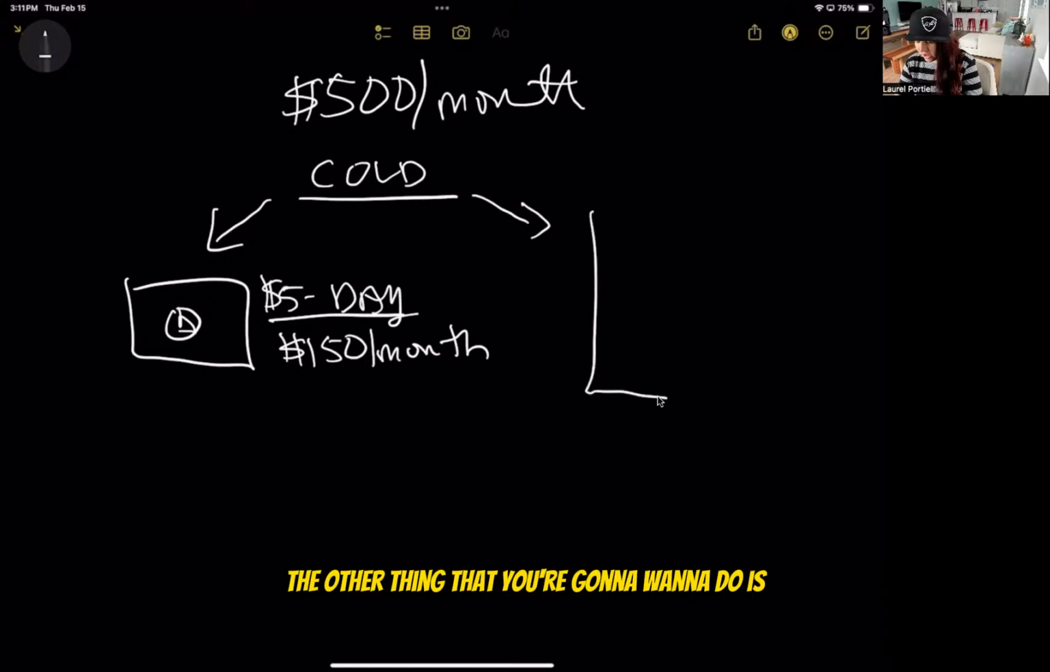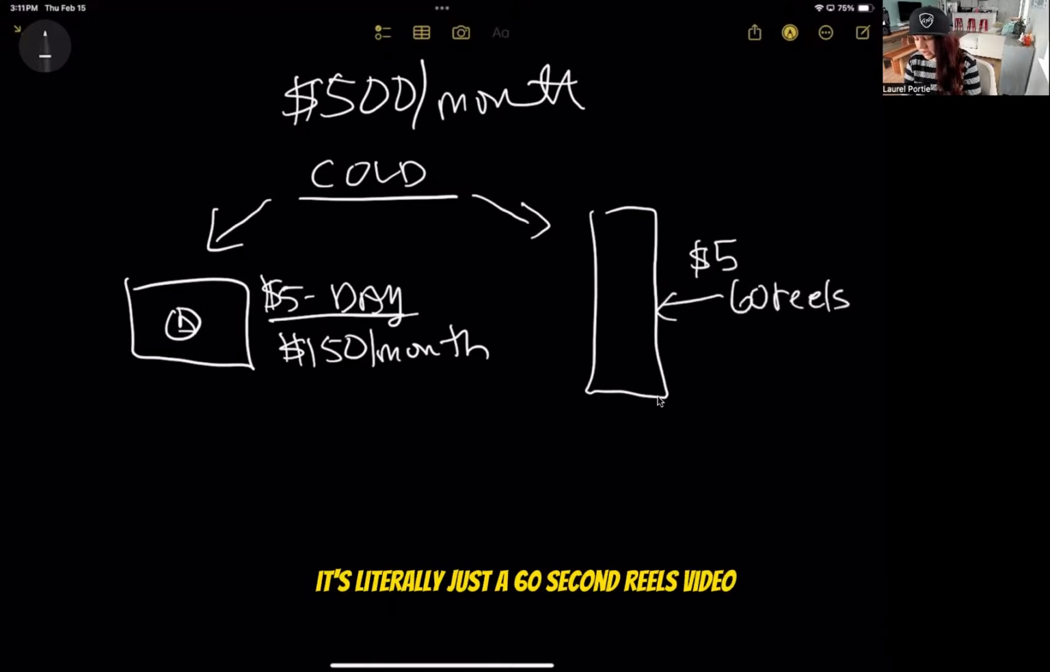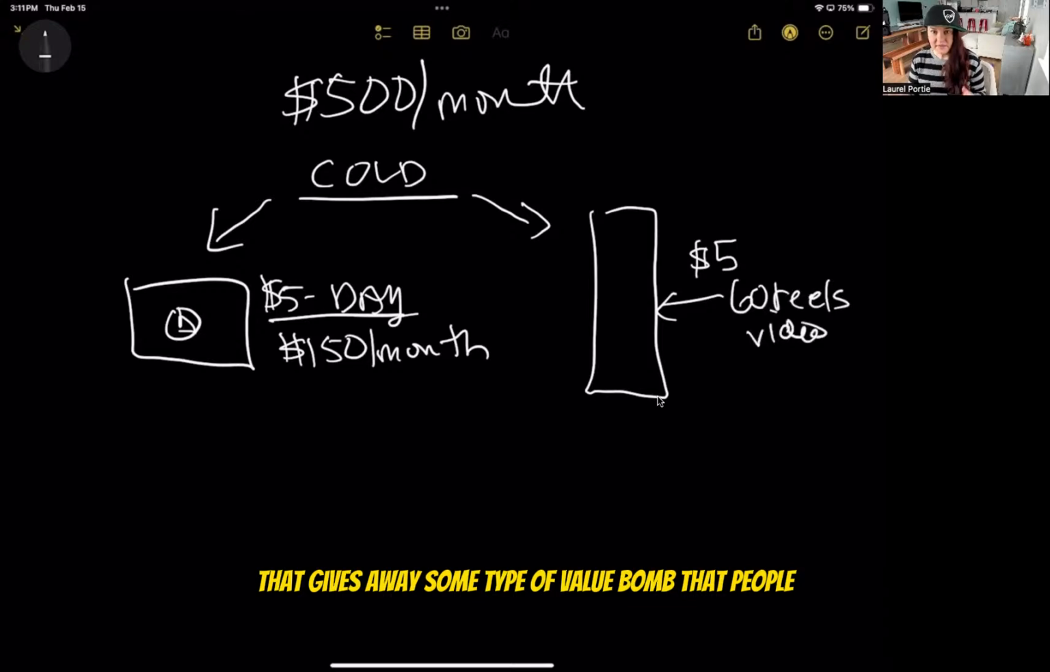The other thing that you're going to want to do is run some type of, I call it a conversion multiplier. It's literally just a 60-second Reels video that gives away some type of value bomb that people are going to raise their hand for, okay?